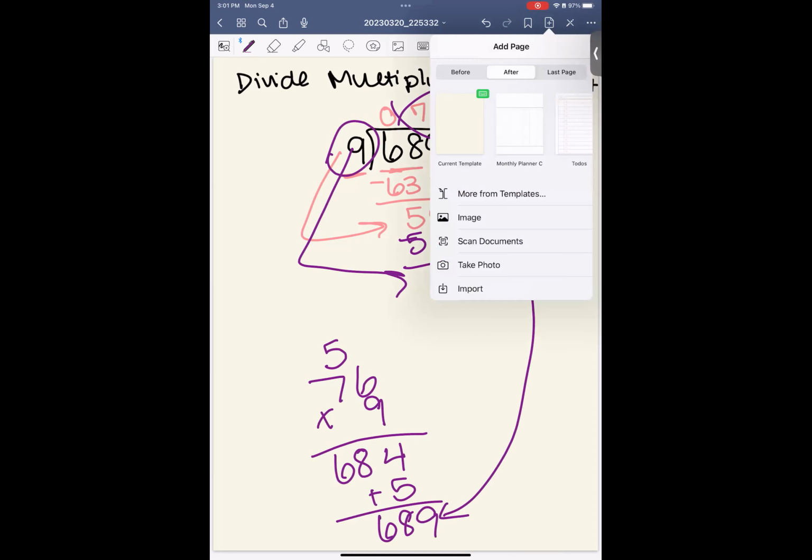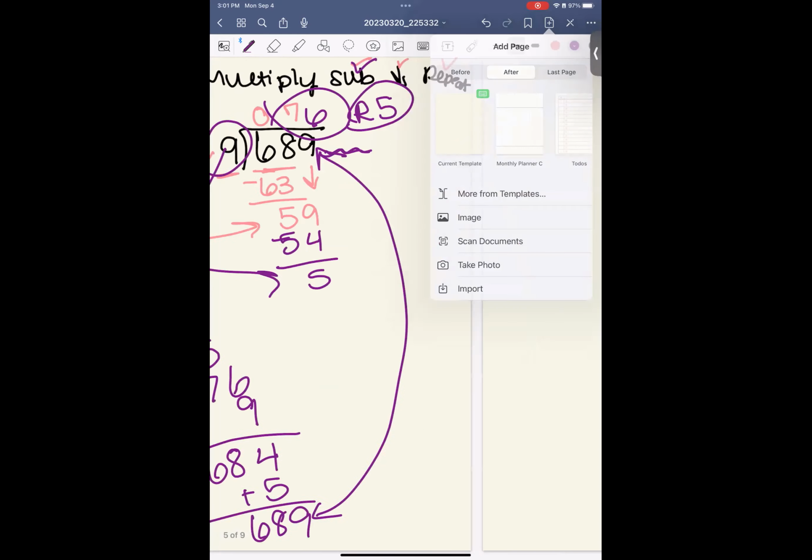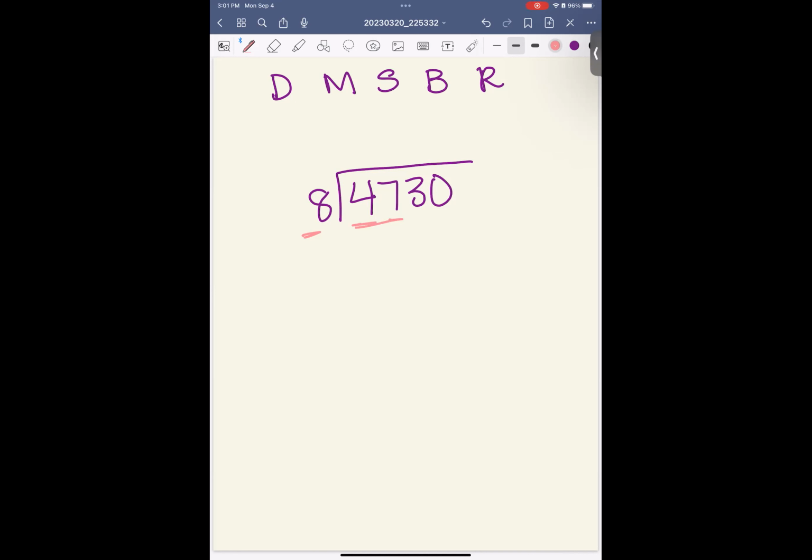All right, let's take a look at one more of this style. We are going to do 4,730 divided by 8. We're going to divide, multiply, subtract, bring down, repeat, or remainder. Starting with our groups of 8. How many groups of 8 can I take out of 4? I can't. It's smaller. But I can take them out of 47. I can take out 5 because 5 times 8 is 40.